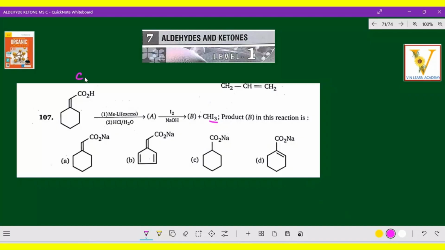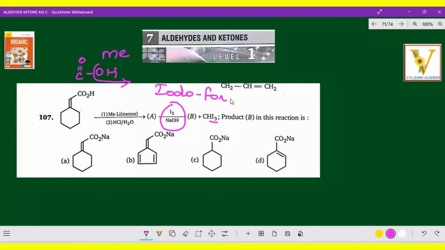Here COOH is there, that is C double bond OOH. So this OH will be replaced by a methyl group, right? So methyl lithium gives a methyl group. When this methyl group is attached to the C double bond O, that is a methyl keto group. A methyl keto group will be responsible for the iodoform test.